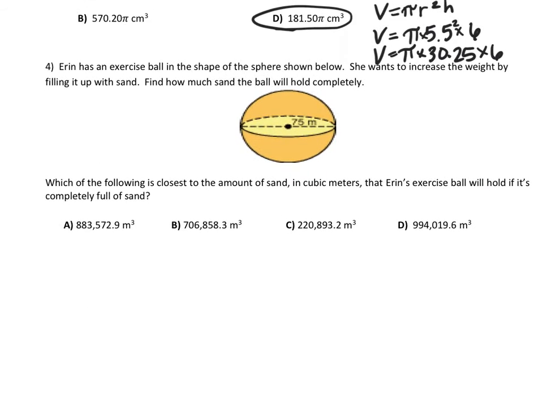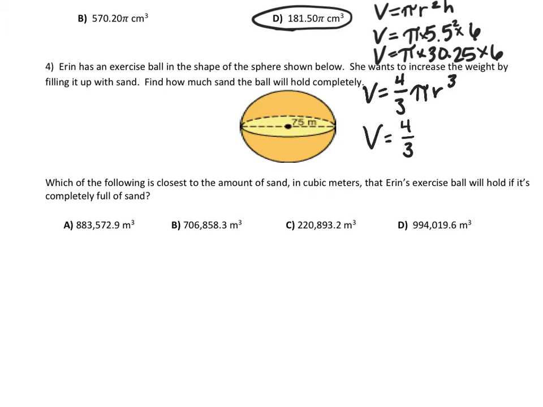Number 4, Erin has an exercise ball in the shape of a sphere shown below. She wants to increase the weight by filling it up with sand. How much sand will the ball hold completely? Okay, so our volume formula is volume equals 4/3 pi r cubed. She wants to increase the weight by filling it up. How much sand will the ball hold? Okay, so we're going to put this in here.